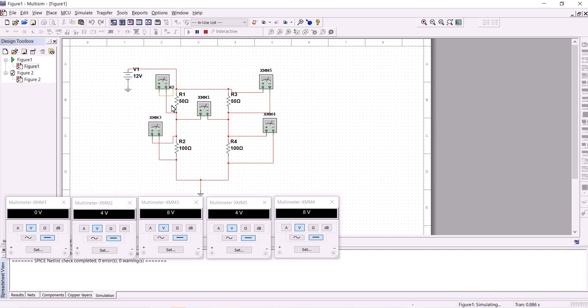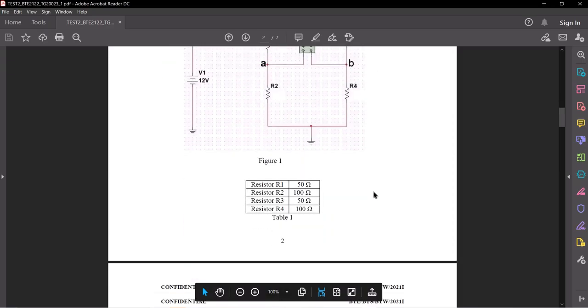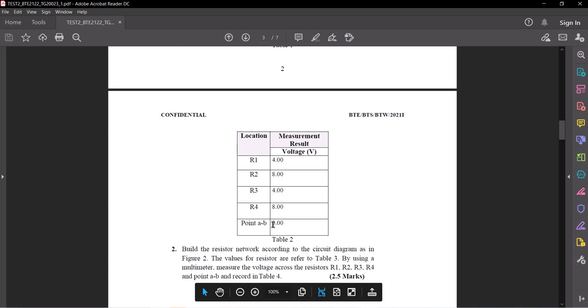The voltage across R1 is 4 volts. The voltage at R2 is 8 volts. The voltage at R3 is 4 volts and the voltage across R4 is 8 volts. So based on this reading, we need to record them into the table. So this is the table, and based on the values obtained from the Multisim, we record them here.